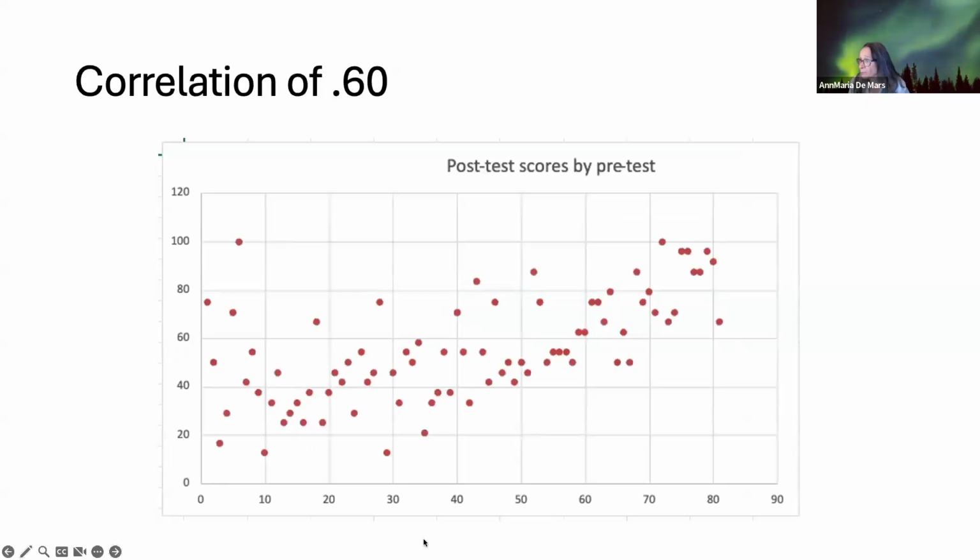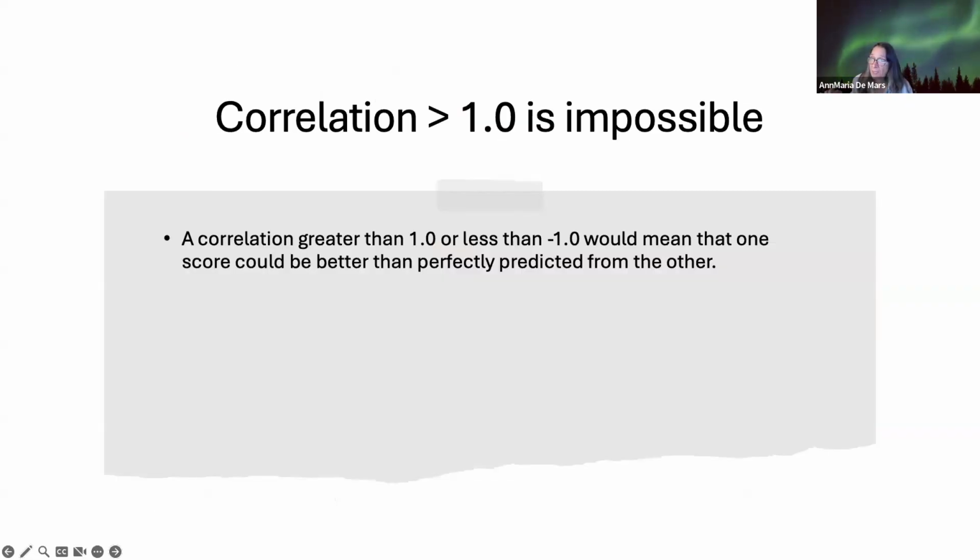And this is just an example of a correlation of 0.6. This is the correlation we saw before between the pre-test scores and the post-test scores. And this is a positive correlation. So correlations range from -1 to +1.